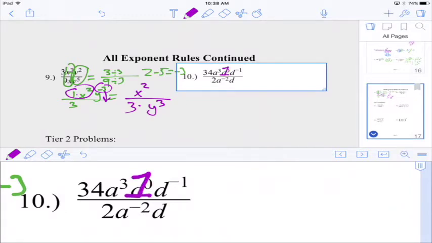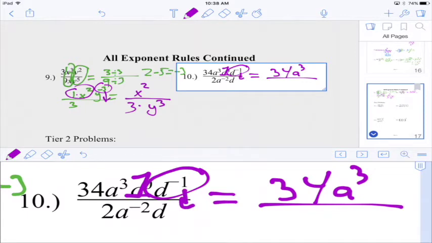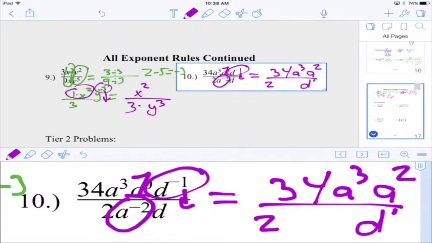Now in this one, I see a 0 power, so anything to the 0th power is 1. Not going to need to worry about that. Let's flip all of the things that are negative exponents. So I leave 34. I leave a cubed. My d to the -1st is going to go down to the denominator. So d to the 1st down here. Then I have my 2 still. My a to the -2nd comes up to the numerator as a squared. And I have d down here.